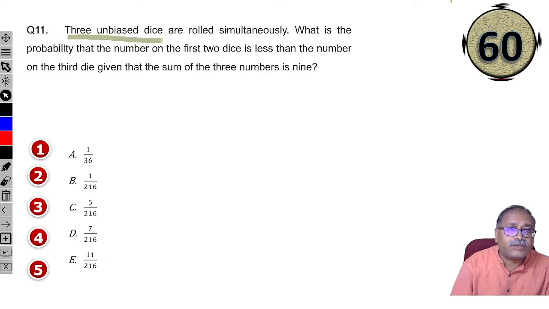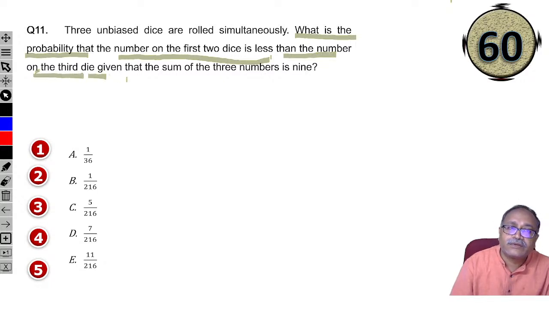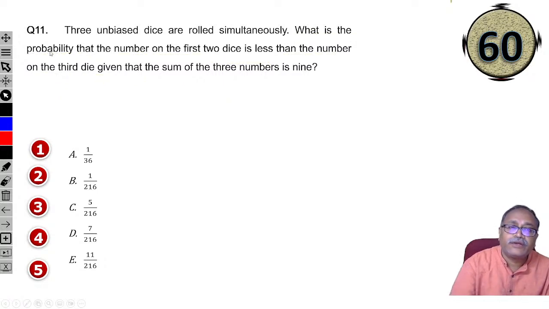Three unbiased dice are rolled simultaneously, one after another. What is the probability that the number on the first 2 dice is less than the number on the third dice, given that the sum of the 3 dice numbers is 9? That's a beautiful question and you rarely get these questions on YouTube, Aman. So I am very happy that today you are there.